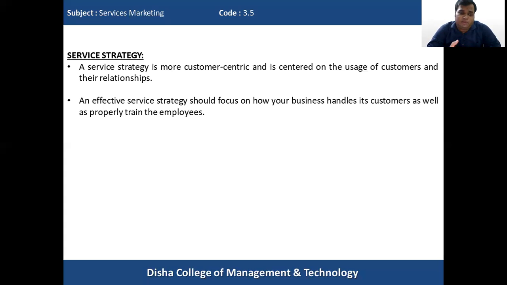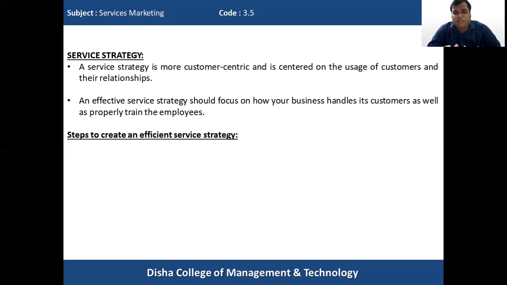If service delivery fails, then the customer will not be satisfied and will not return for repeat purchases. Also, even if we have built a very good relationship with the customers, if their expectations are not met, if the satisfaction they receive is not up to the mark, they will not come for repeat purchases. So there are two things we have to do for an effective service strategy. First, we have to focus on how your business handles these customers, whether all the service offerings are up to the mark and as per the satisfaction of the customer, and also we have to train the employees who will be interacting with these customers.